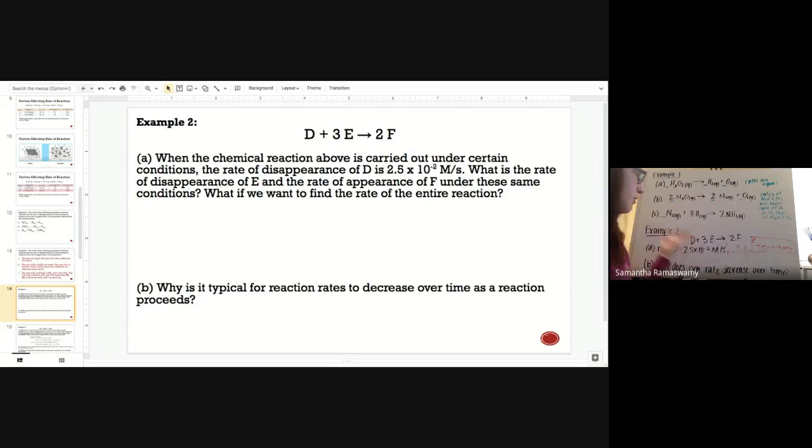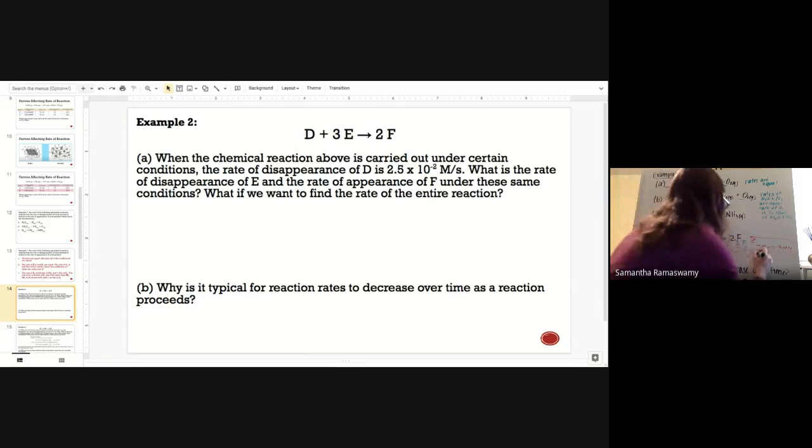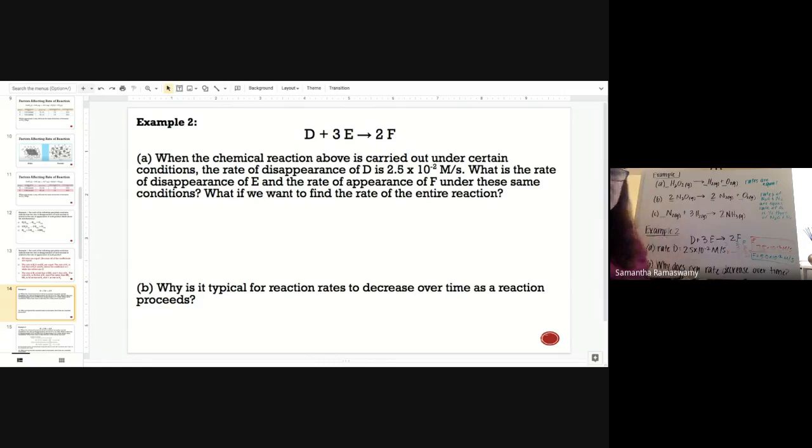Then for F, we can do the same thing, except instead of E on the top, I'll do it in a different color and put F on the top, because for every 1 D, there are 2 F's. So 2.5 times 10 to the negative second times 2 is 5.0 times 10 to the negative second. So notice how easy that was. It's just like setting up stoich. It's like using a mole ratio, except we're not even using moles. We're truly just doing 1 D to 3 E or 1 D to 2 F.